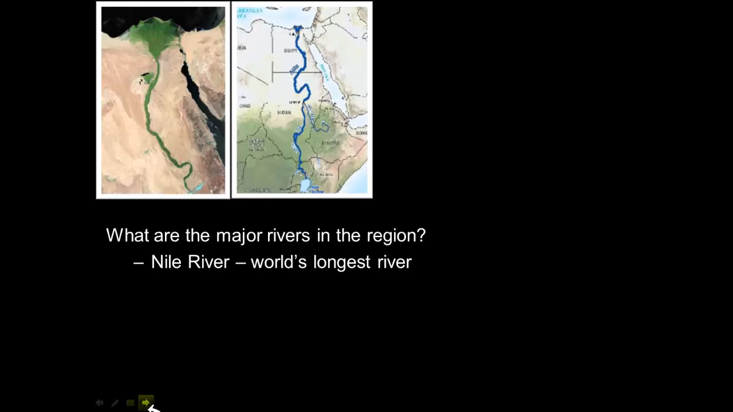So moving now, we'll discuss some of the major rivers in this region of North Africa and the Middle East. The major rivers in the region: the Nile River. The Nile River is actually the world's longest river. It goes from the Mediterranean Sea down past Ethiopia almost into Central Africa. And the Nile River actually flows upwards.